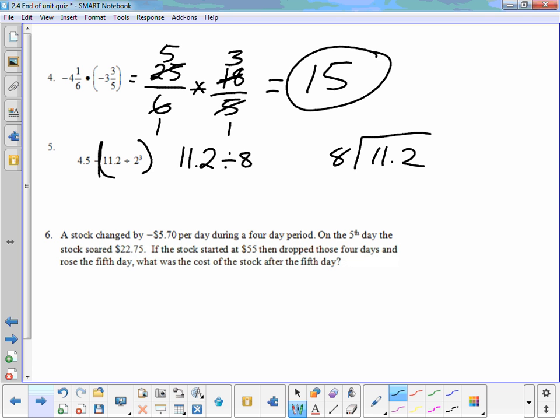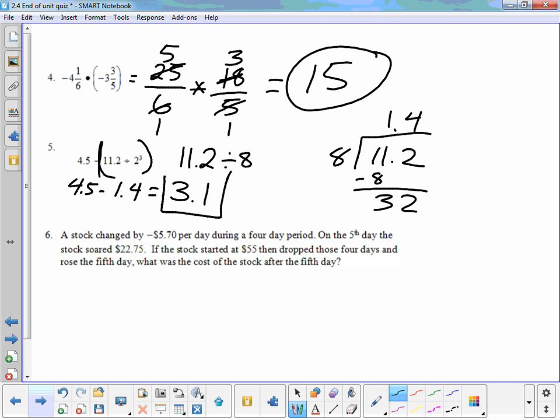11.2 divided by 8. 8 goes in here 1 time, and I end up with 32 left over. 8 goes into 32 4 times. So this whole value right here is equal to 1.4. And now I just have to take 4.5 and subtract 1.4, and I should get 3.1. Okay.